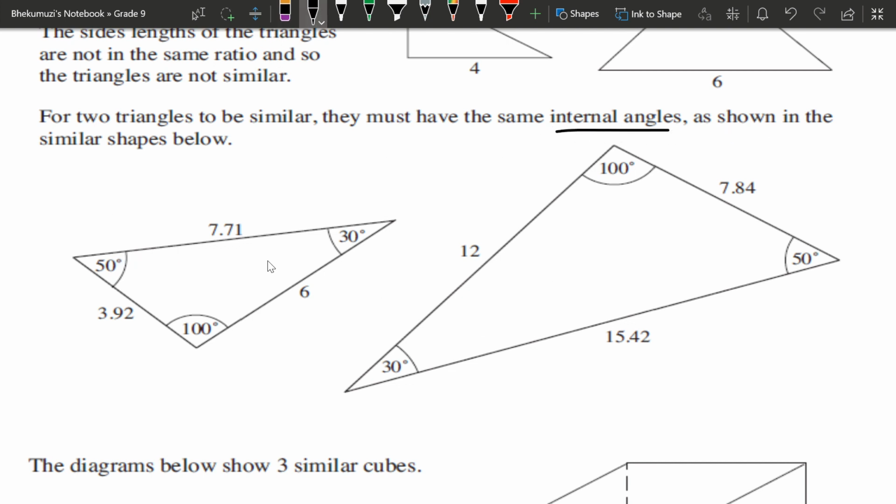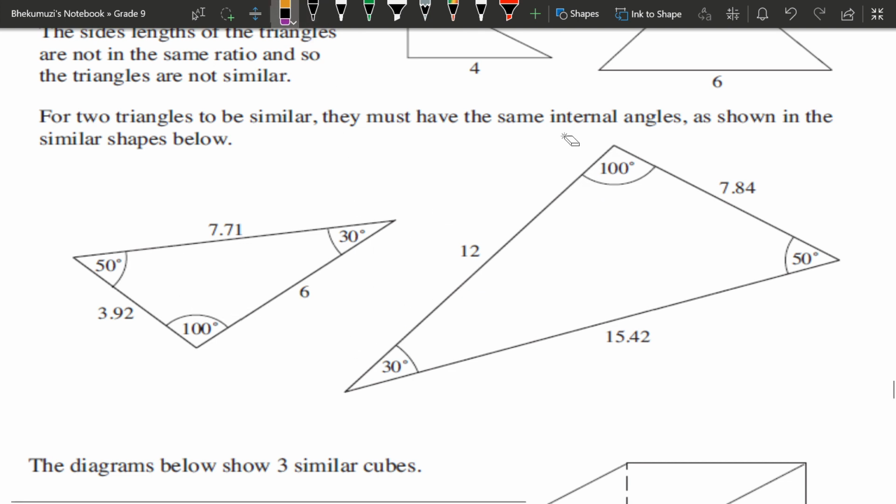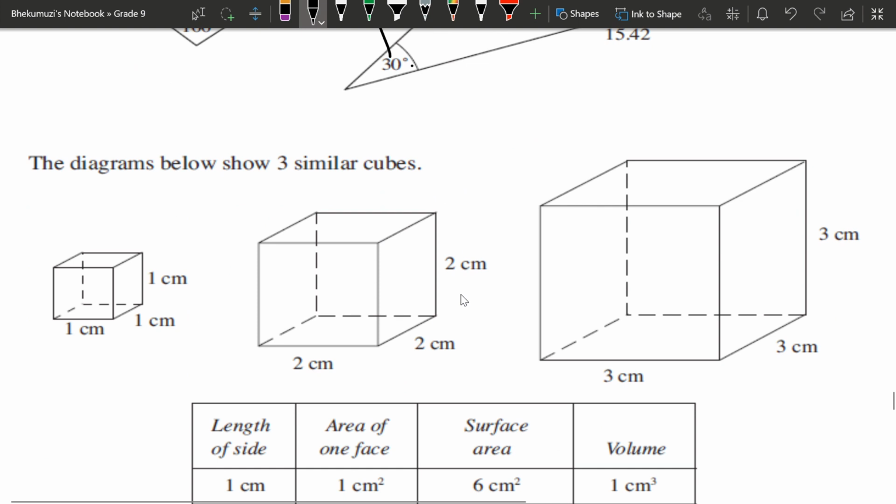So these are two triangles that are similar, and as you can see, we have 30 degrees, 30 degrees, we have 100, 100, we have 50 and 50. There has to be the same angles for both of them. So basically, when you have to prove if something is similar, then you need to show that all three angles in that shape are the same, right? You have 30 to 30, you have 100 to 100, you have 50 to 50, right? So basically, that's the idea there.